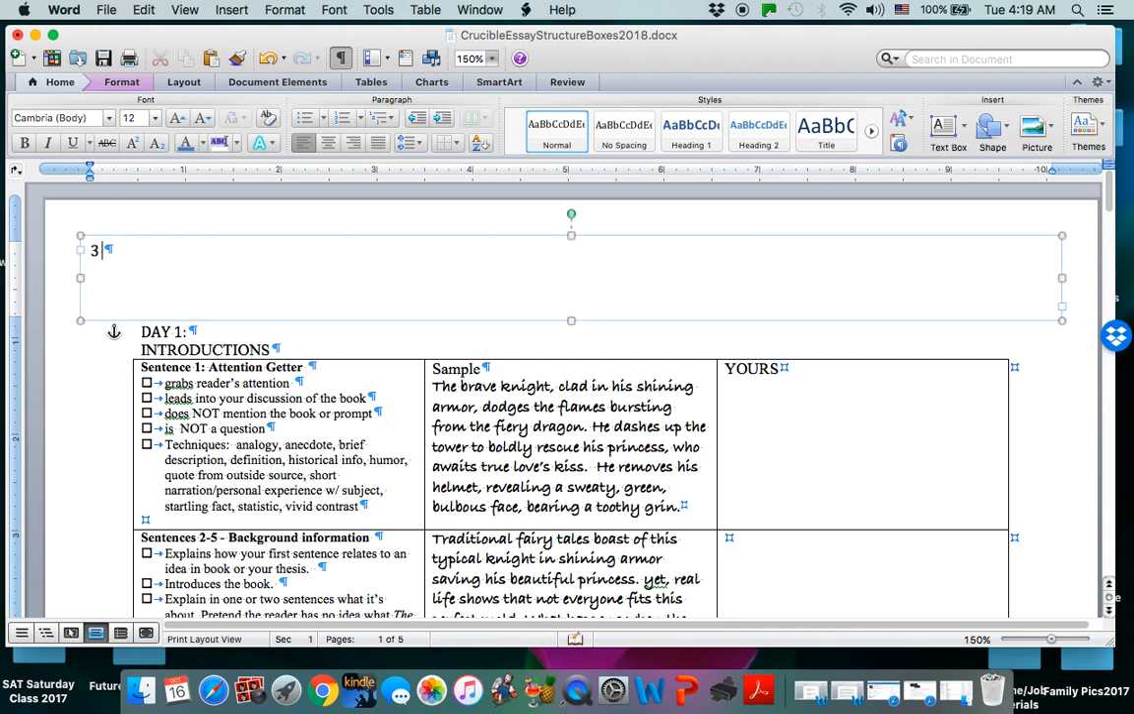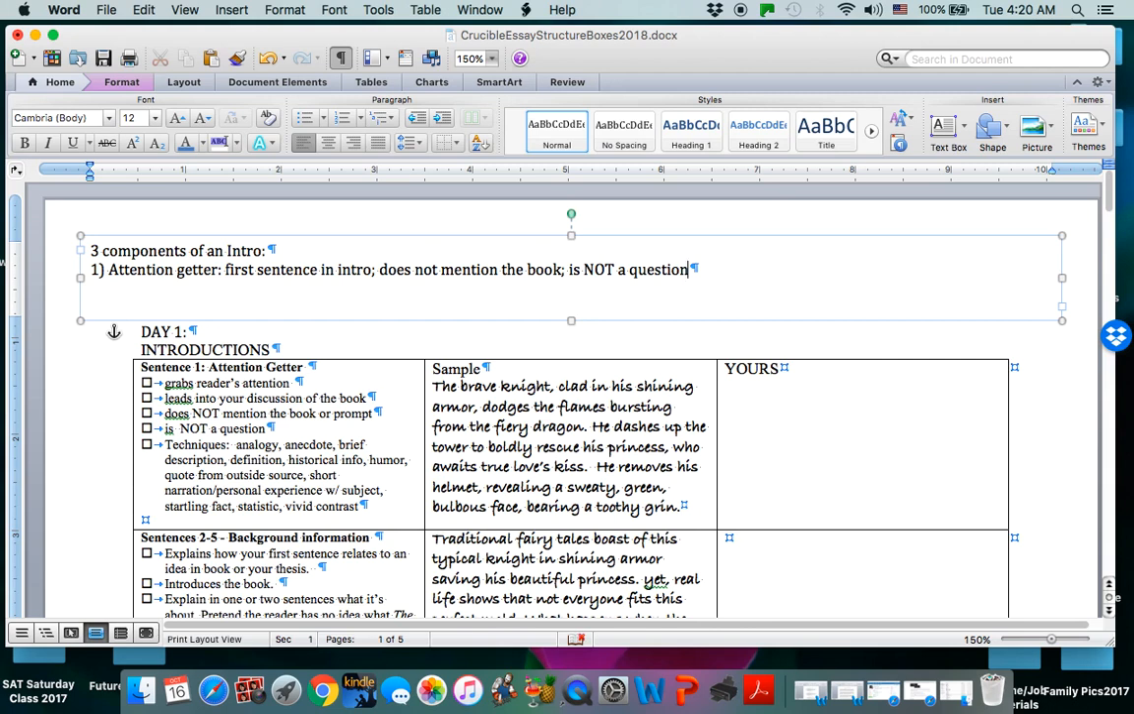Okay, so there are three parts or components of an intro. Don't spell it wrong. So the first part is something we call an attention getter. It's the first sentence in your intro. It does not mention the book, and it is not a question.